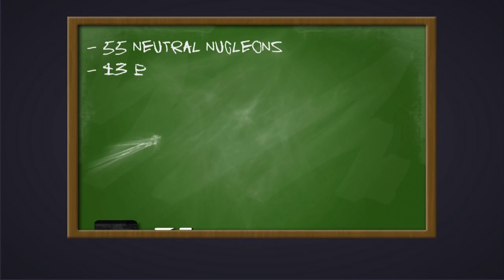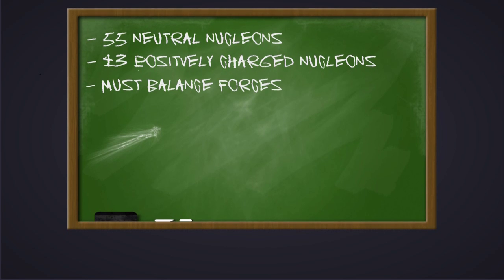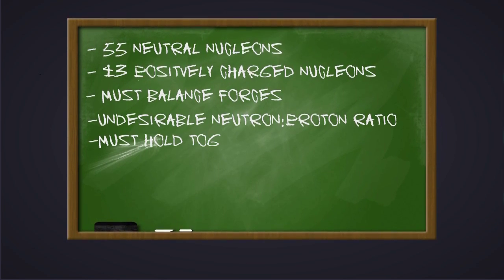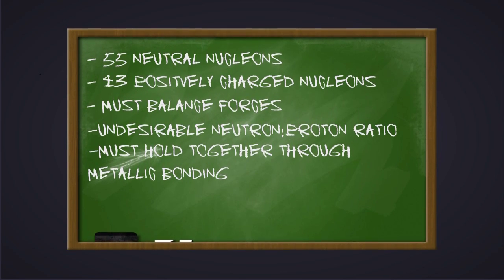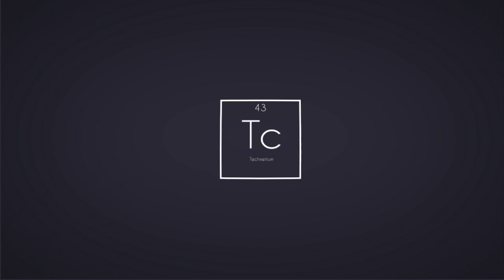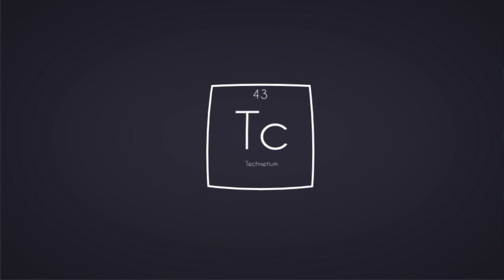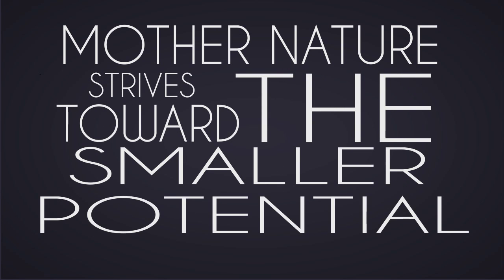As a final formulation of the thoughts presented, we have 55 neutral and 43 positively charged nucleons that must balance forces with an undesirable ratio of neutrons to protons while holding together through constructive wave interference, with the addition of a little vibration in the solid structure. Now, in light of all this, I believe one valid hypothesis can be formulated. Technetium has a tendency to either decay out of existence or to another element through transmutation due to the simple fact that Mother Nature always strives toward the smallest potential.